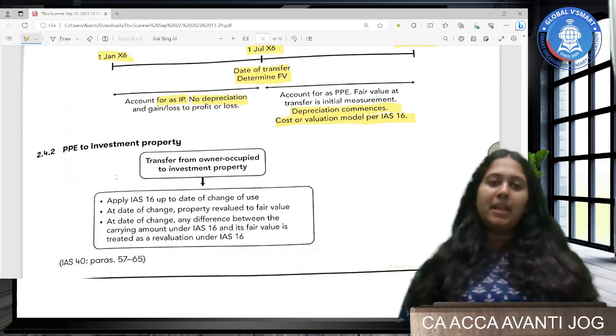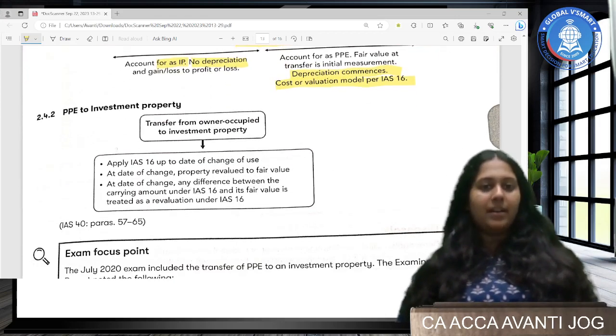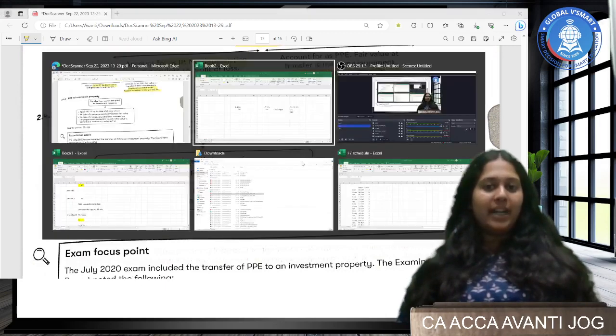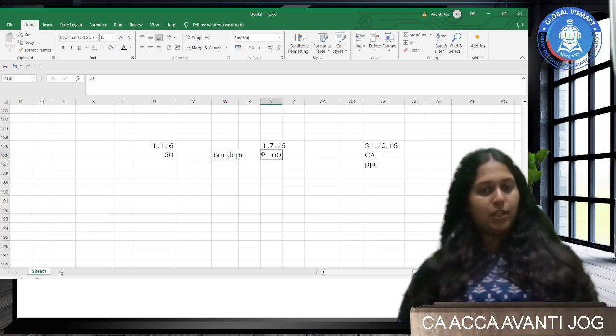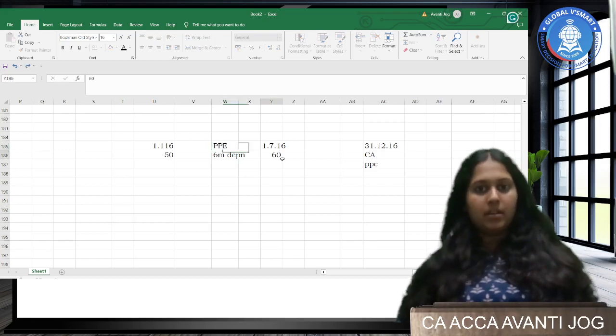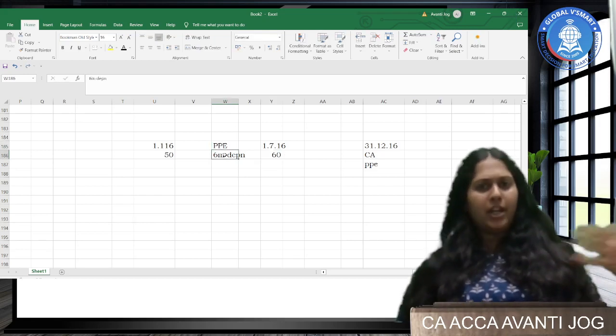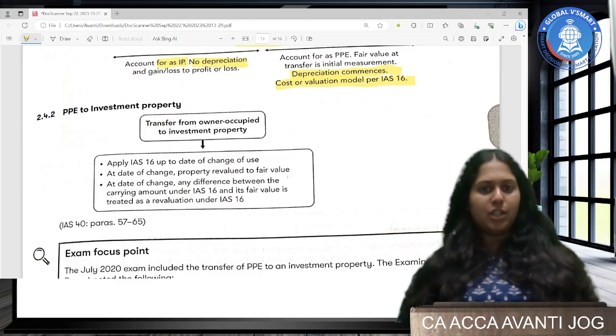What if it is from PPA to investment property? Okay. Apply IAS 16 to the date of change. That is, here there will be 6 months of depreciation, the normal depreciation, correct? Because in this case it is a PPA here. So it doesn't matter under PPA cost or evaluation model, here depreciation will happen.